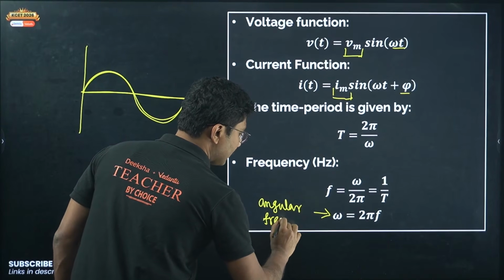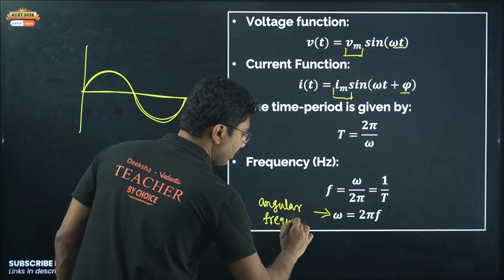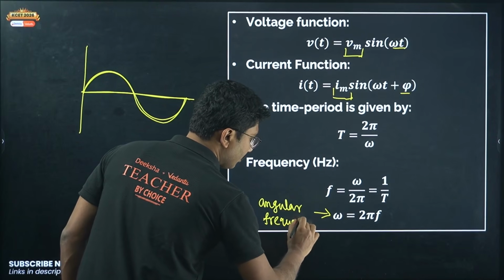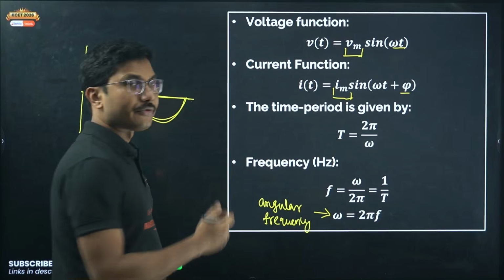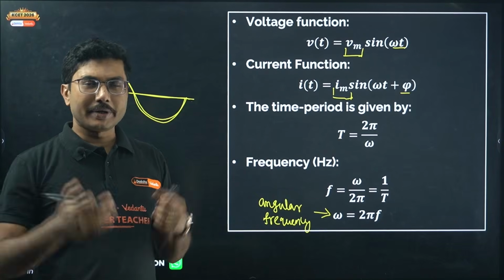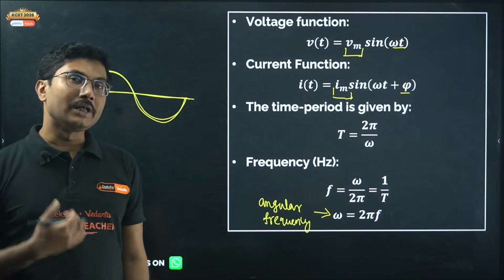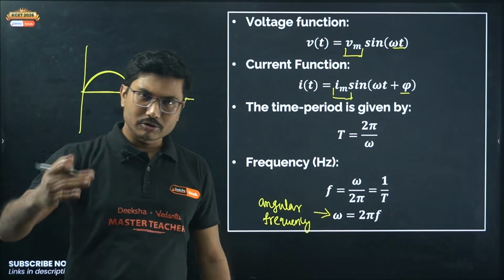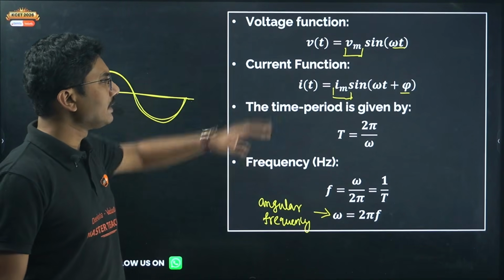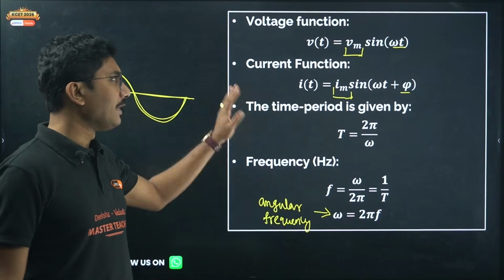Now angular frequency and angular velocity are the same. That is a common term used in rotational motion. So AC has a very common link with rotational motion. That also we will explain. But these terms are very, very important to remember for you.